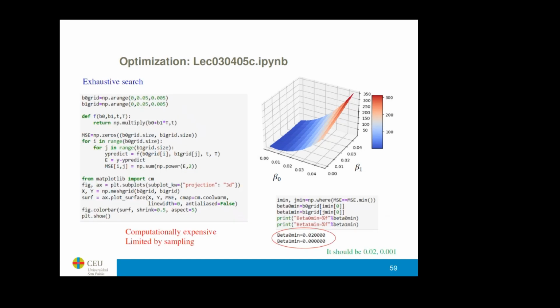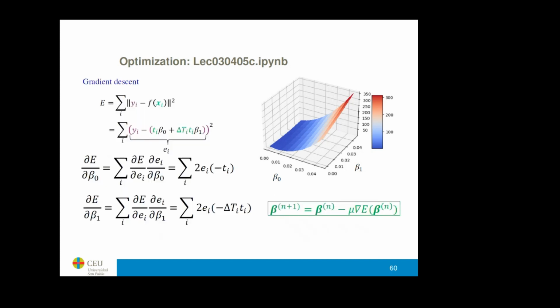We have seen that the exhaustive search is a possibility to look for beta 0, beta 1, but it has two problems. First, I have to explore many different combinations of beta 0 and beta 1. The second one is that it is limited by the sampling. If my sampling is too large with respect to the precision I want, then I may miss the true parameters. So there is an alternative, that is gradient descent. Gradient descent is a continuous algorithm, so it is not limited by the sampling anymore, and it is iterative.